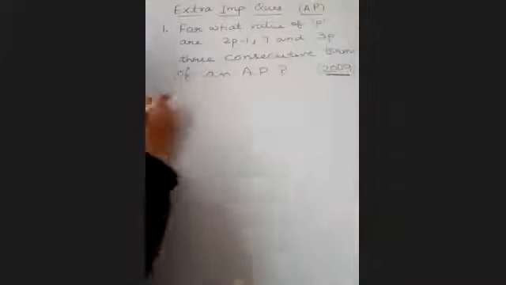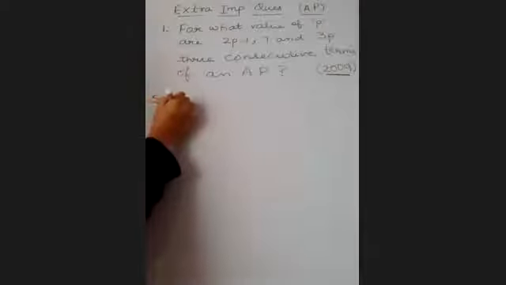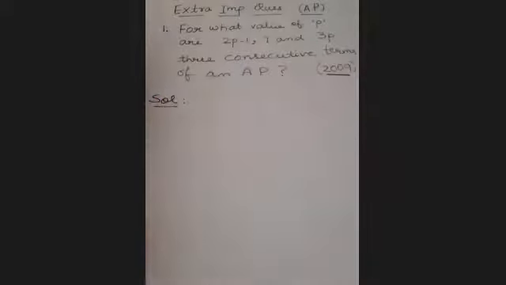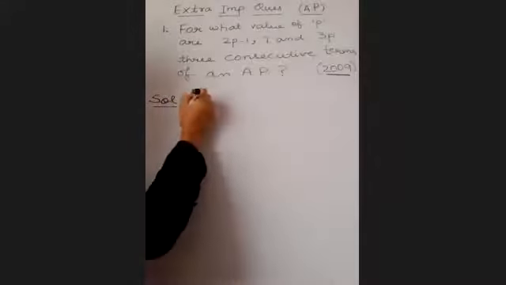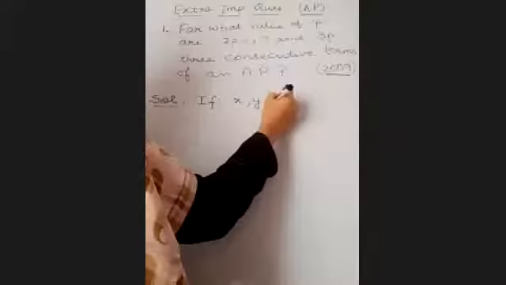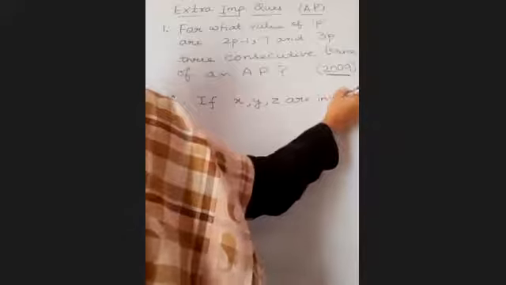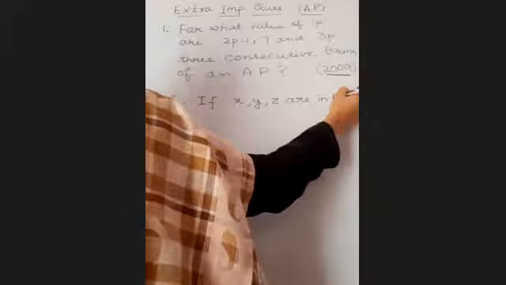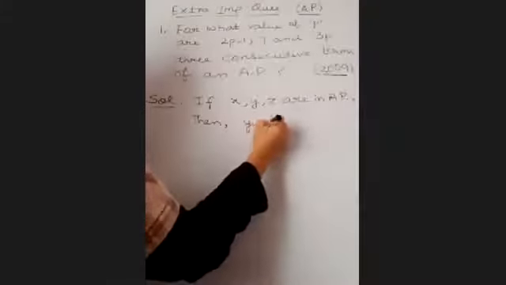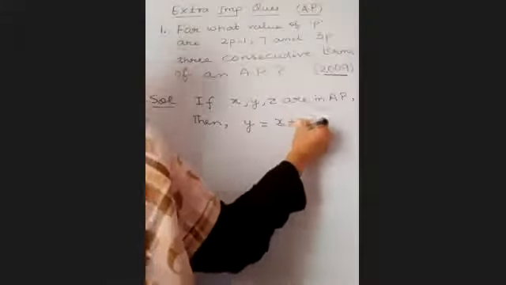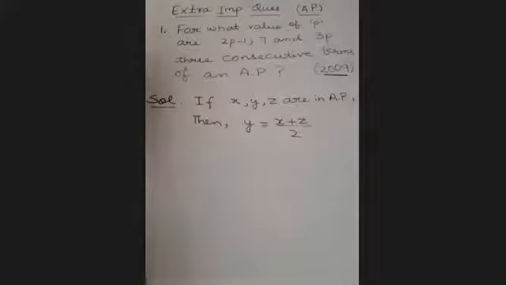So now what we have to do? We know if three terms are in AP, what is the formula? Common difference is same. If X, Y, Z are in AP, then the condition is Y is equal to X plus Z by 2, the middle term equals X plus Z upon 2. That is what we have to do here.